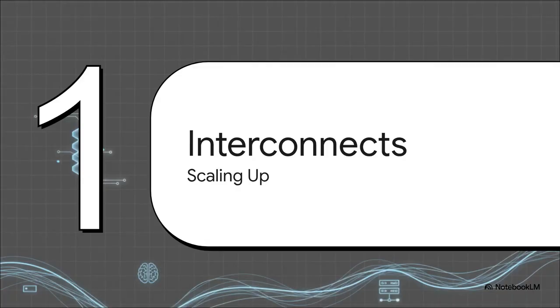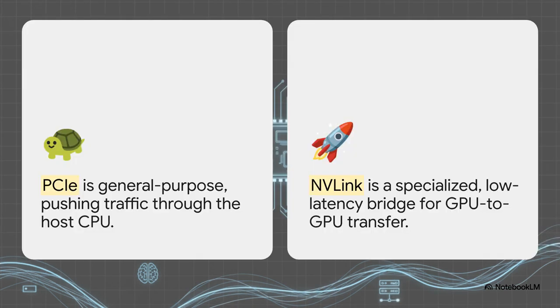Okay, Section 4, Scaling Up and the Power of Interconnects. What happens when your model is just too big for one GPU? Well, this is where the interconnect becomes honestly just as important as the GPU itself. PCIe is your standard connection. It's great for general systems, sure, but it has higher latency because it forces traffic to go through the host CPU. NVLink, however, is a specialized, high-speed, low-latency bridge. It lets multiple GPUs completely bypass the host and share tensor data directly with each other, basically making them act like one giant unified superprocessor.